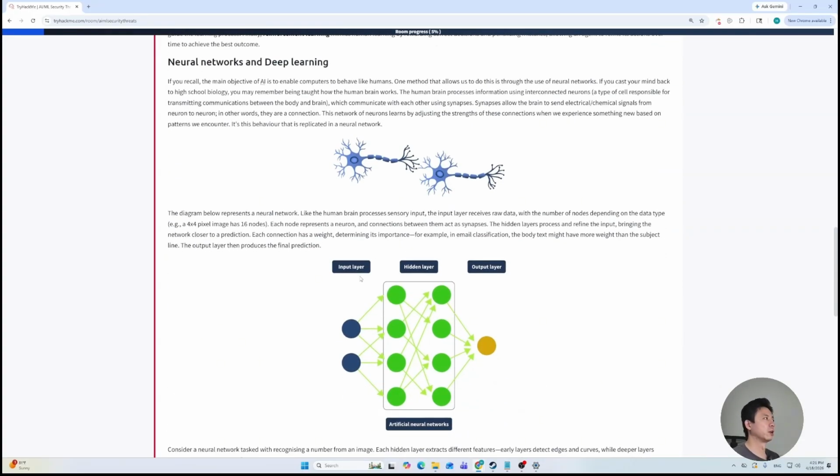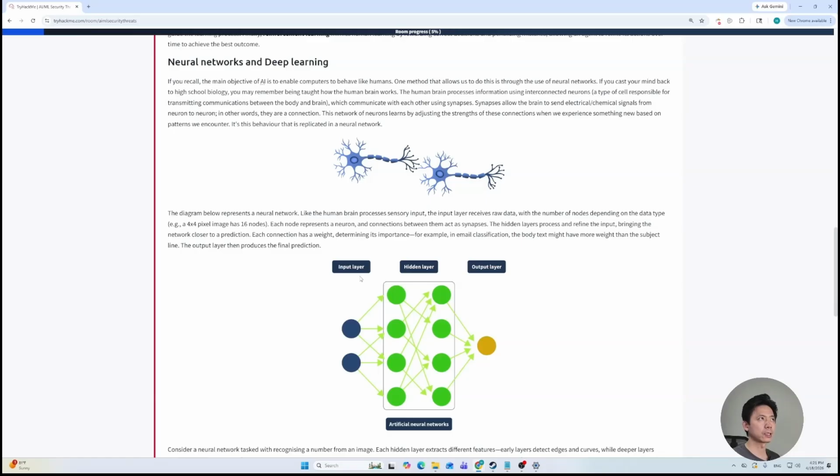Neural network and deep learning. If you recall, the main objective of AI is to enable computers to behave like humans. One method that allows us to do this is through the use of neural networks. If you cast your mind back to high school biology, you may remember being taught how the human brain works.